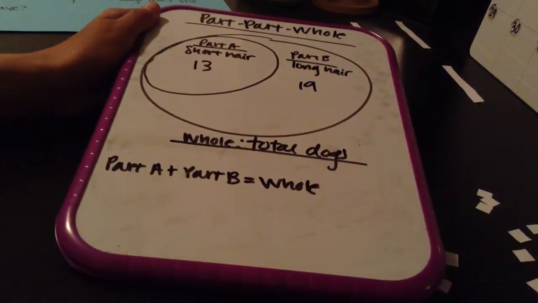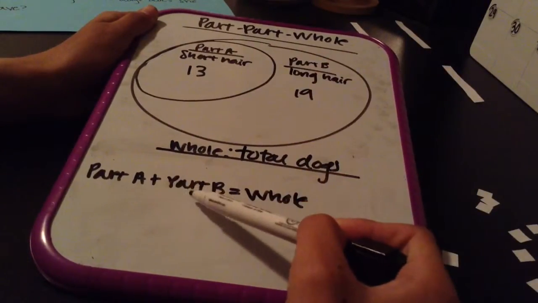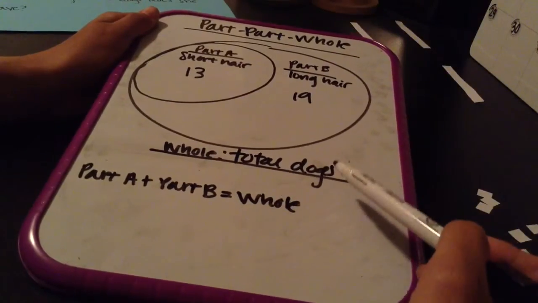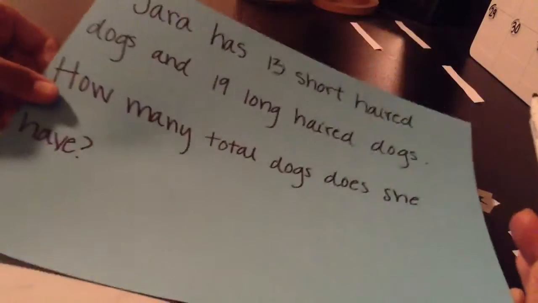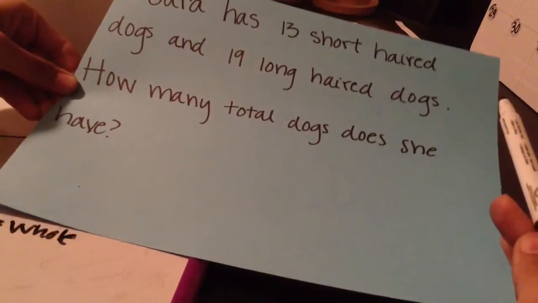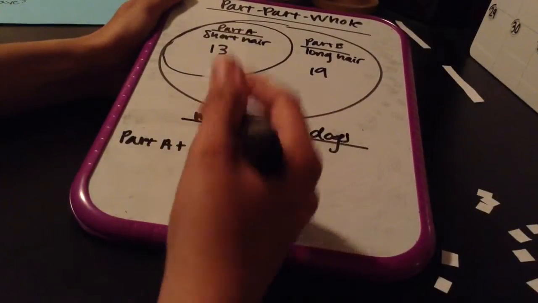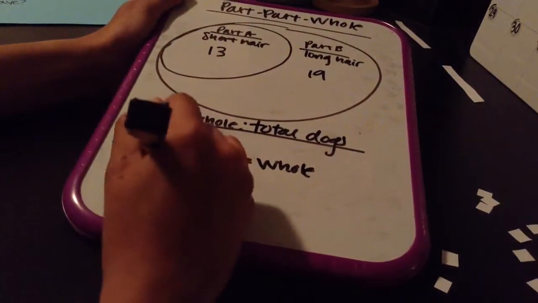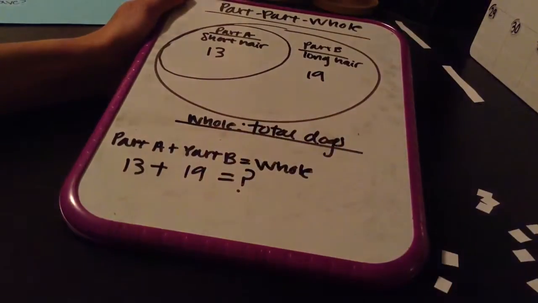Now we go down, and in order to solve this problem, we're going to do part A plus part B equals the whole, equals the total number of dogs. This matches up with our word problem, because at the end it's asking how many total dogs does she have. We're going to look for the whole number. So we know part A is 13 plus part B, which is 19, equals our whole. So we're also going to use longs and units to solve this problem as well.